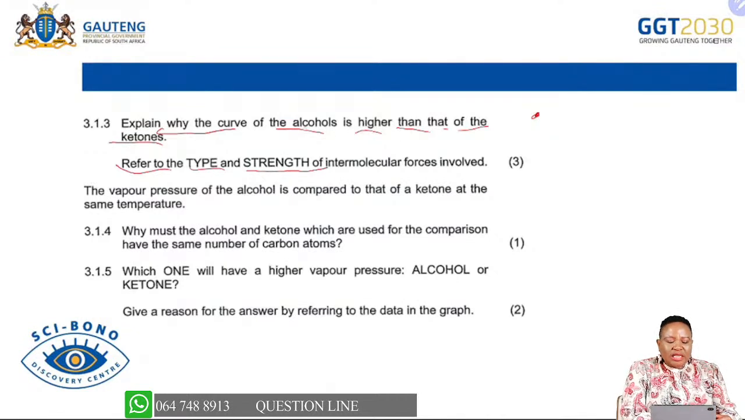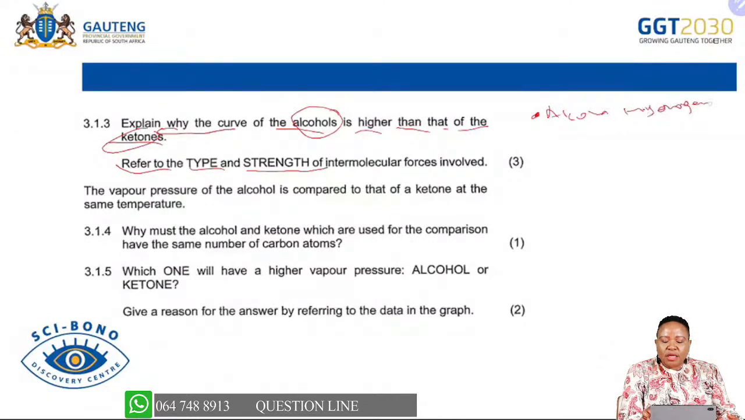First of all, what is different about alcohols and ketones is the type of intermolecular forces. So you can start by saying alcohols have what? Have hydrogen bonds, and ketones have, so you can write in bullet form, have what? Have dipole forces. Then the next thing is about the strength of intermolecular forces.